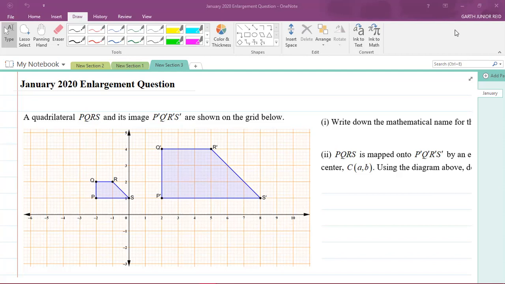This is on the January 2020 paper 2, okay? And we're dealing with transformations, and that is in section 8 of the syllabus, that is geometry and trigonometry, all right? The question says a quadrilateral PQRS and its image P prime, Q prime, R prime, S prime are shown on the grid below. All right.